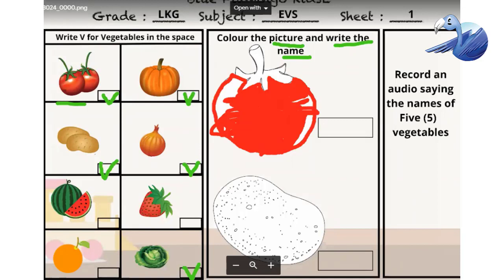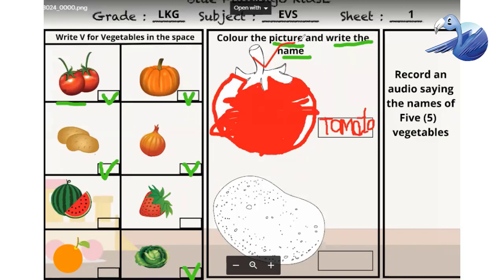So first you have to color the picture and write the vegetable name in the box provided over here. For example, the first picture is of tomato. So let's write tomato, students. T means which letter? T letter. Very good. T. To-ma-to. Tomato.